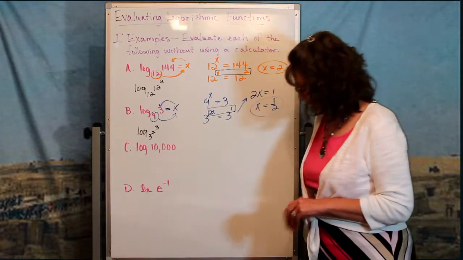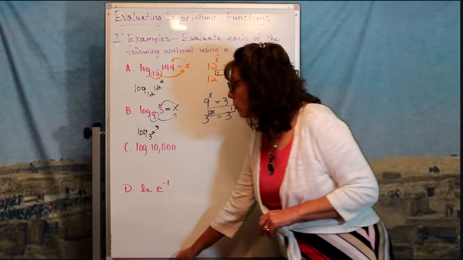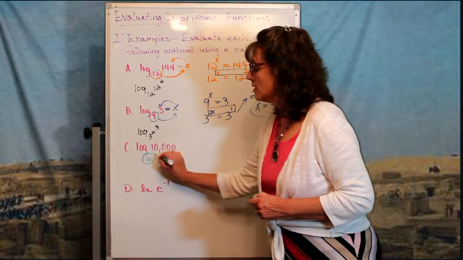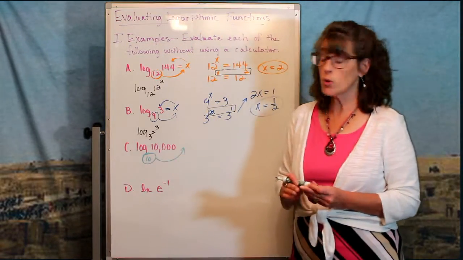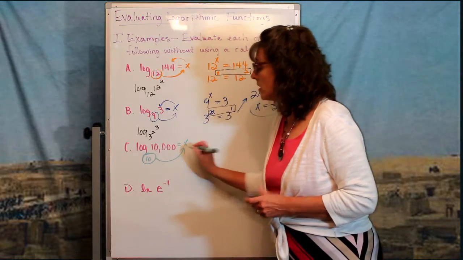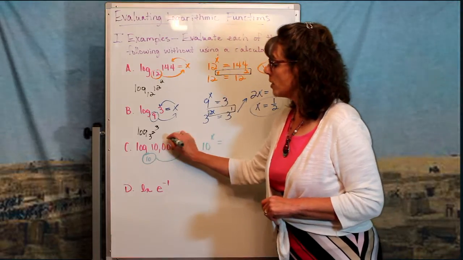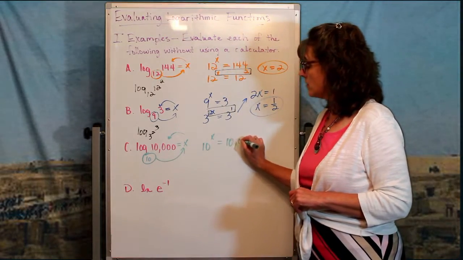Now, let's try this one out. So in this one, once again, base, which is an understood 10, to the outside power. I don't know what that power is, so I'm going to call it an x. So I have 10 to the x equals the number on the inside, 10,000.